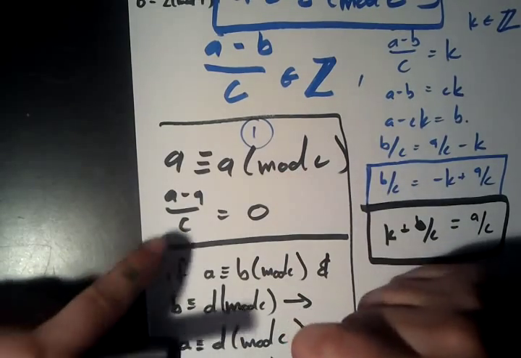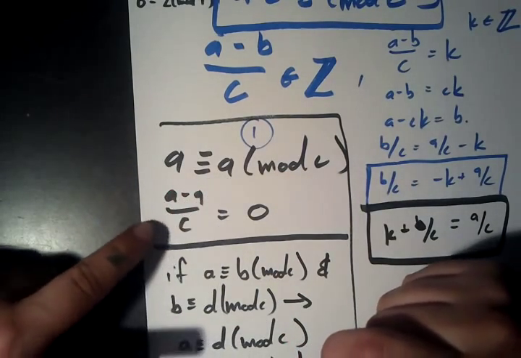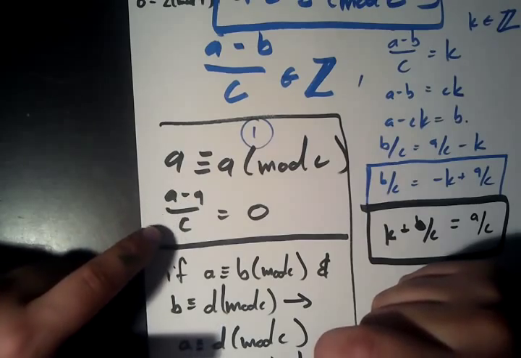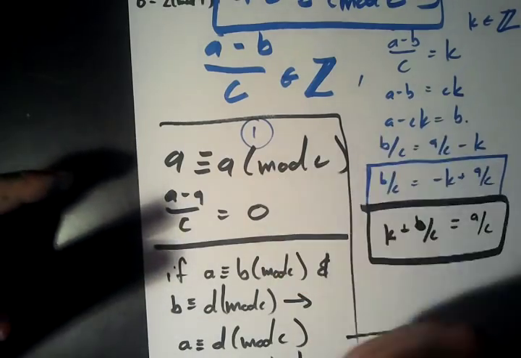This is the first property. It says that A is congruent to A mod C. That's obvious because A minus A is 0 and 0 divided by C is an integer, which is 0.